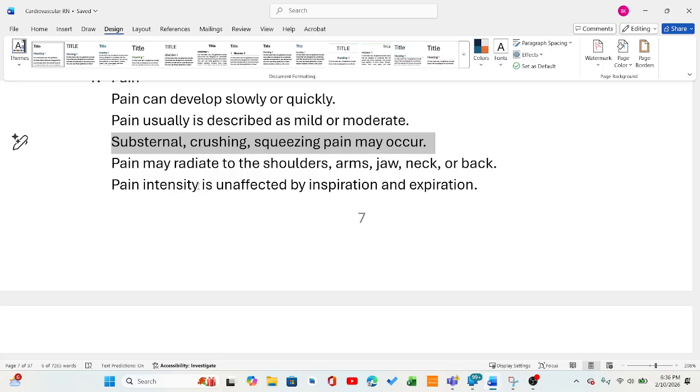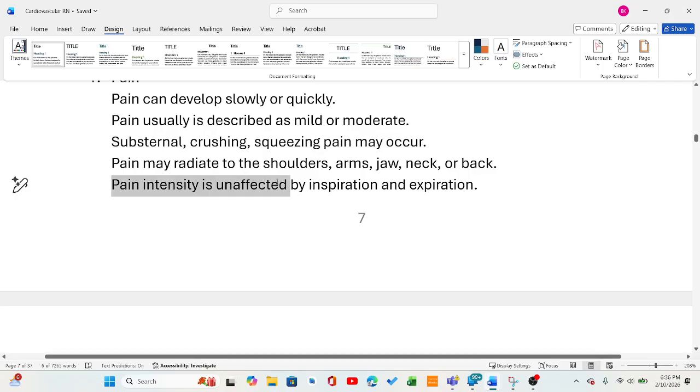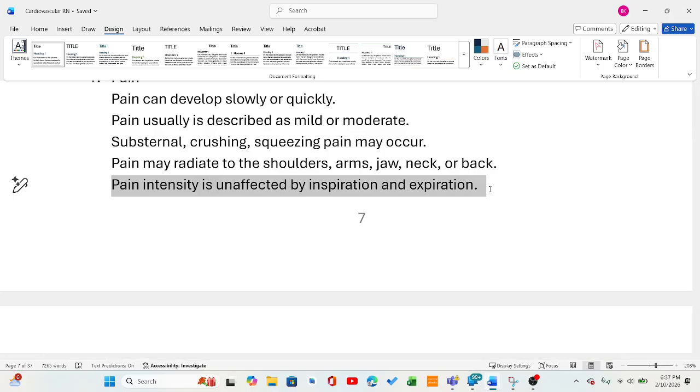Now, if it is the lungs, then inspiration and expiration will increase the pain intensity. But to rule out the respiratory system, you are also going to be looking at the intensity of the pain if it is being affected by inspiration or expiration. Now, if it is affected by inspiration or expiration, then it is not a cardiac problem, it is more of a respiratory problem. So with the cardiac problem, inspiration and expiration does not affect the intensity of the pain.